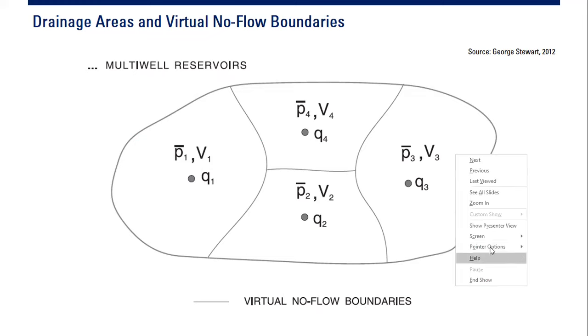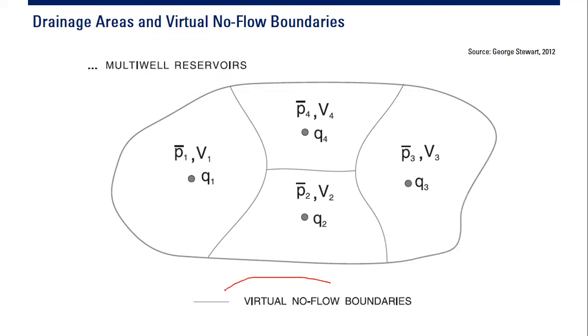So let me change my pen. They are virtual no-flow boundaries. They are just virtual. They are not real, but they exist and they have influence on the production, on the performance of this reservoir, on the drainage area.